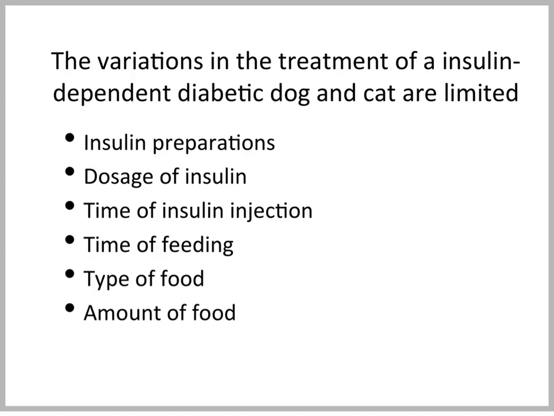There are only so many variations in the treatment of an insulin-dependent diabetic dog or cat, and you need to really play with these different variations to try to achieve the best possible control of the diabetic animal. So you can change insulin preparations, the dosage of insulin, the time of insulin injection, the time of feeding, the type of food or the amount of food to influence blood glucose concentrations.